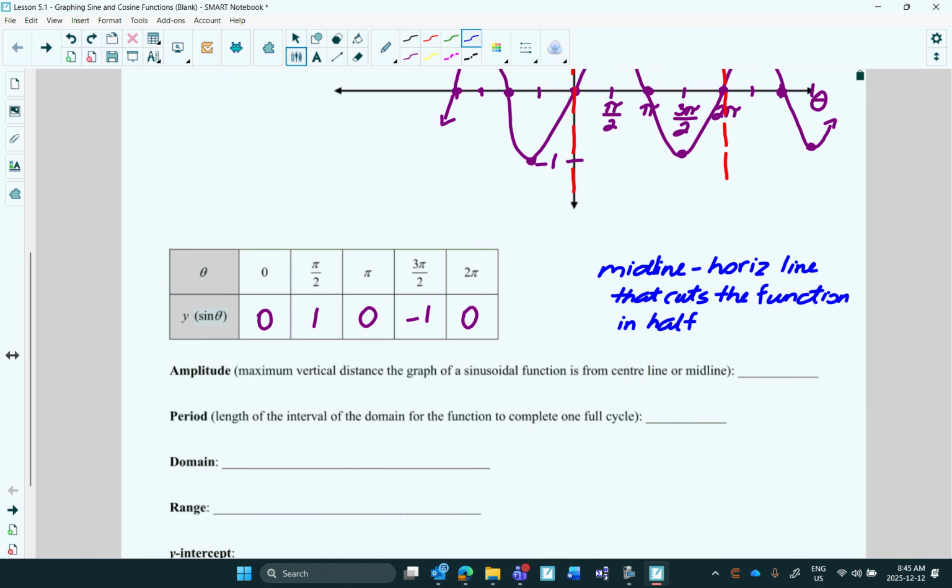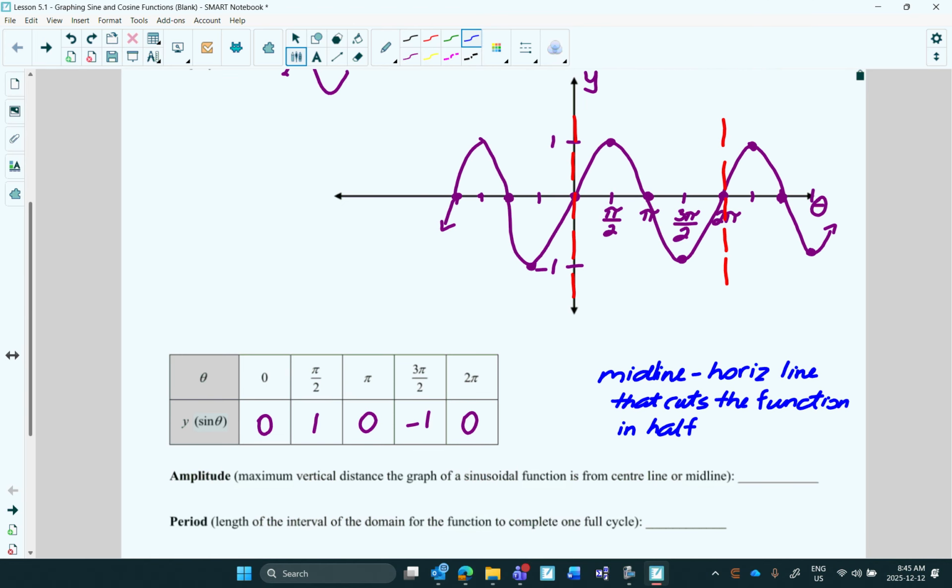So if you look horizontally, where would I draw a horizontal line so it's equal parts above and below? Where? Why? You guys, come on. The x-axis or the theta axis, yes. That's the midline. So the midline, and I think when some of you were saying y equals 0.